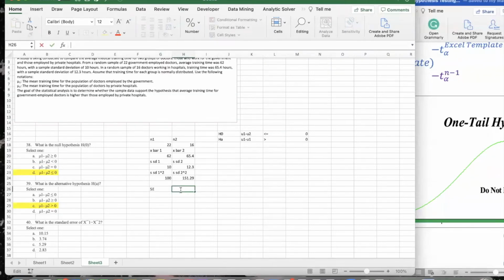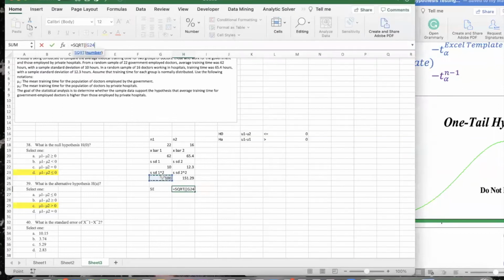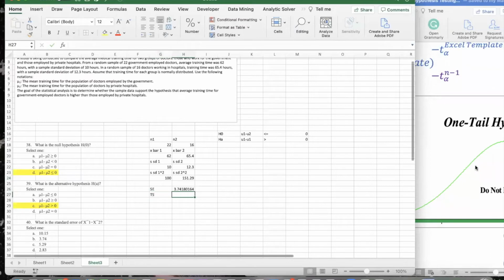So to get our standard error, we're going to be doing the square root of our standard deviation 1 squared divided by our n1 plus standard deviation 2 squared divided by our n2. And we get 3.74. Okay, great. Now we can get our test statistic. So how do we calculate our test statistic?